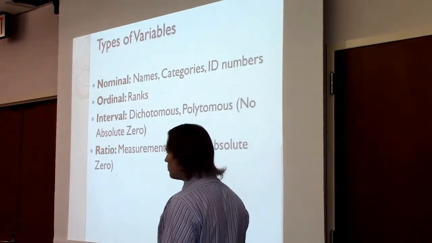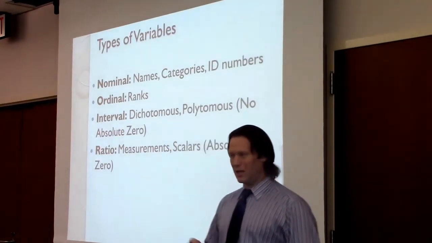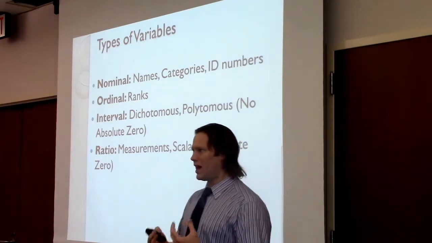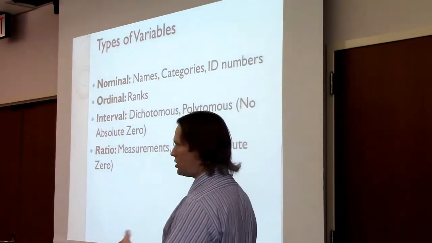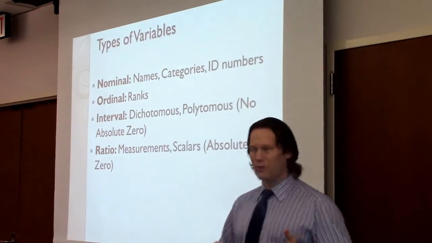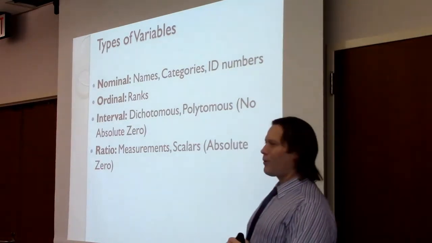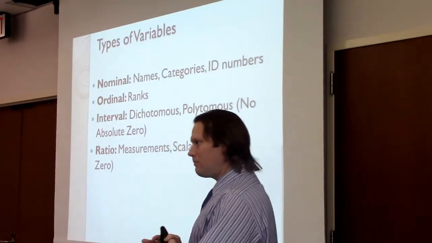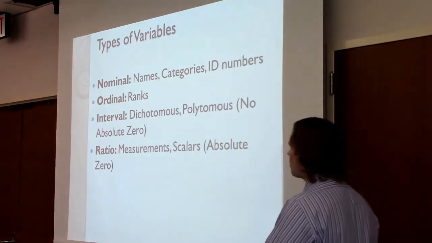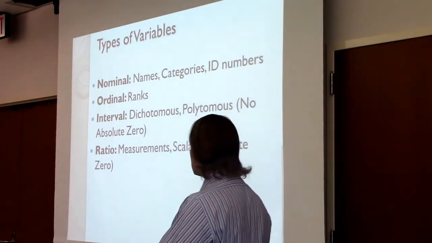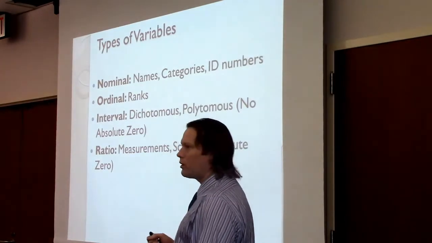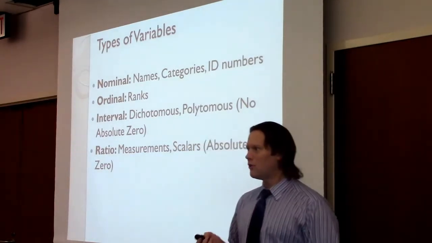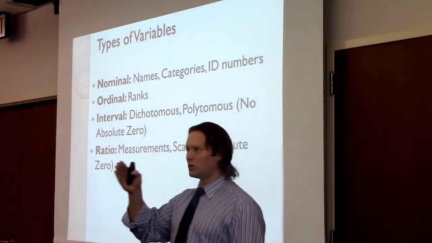The nominal variables are the ones that are just names and descriptions; they're categories, locations, names, that kind of thing. Your ordinal are ranked, so first, second, third place kind of thing. And remember that one of the differences that separates ordinal from interval variables is that there's no assurance that ordinal variables have an equal distance.